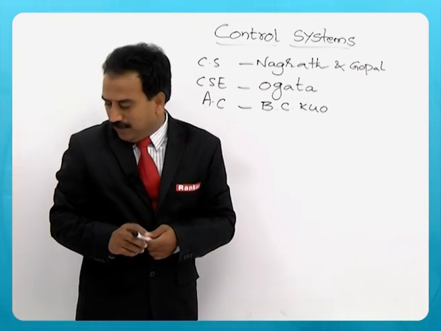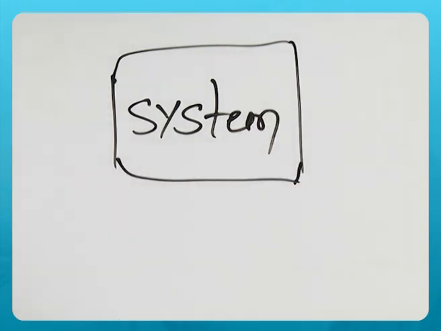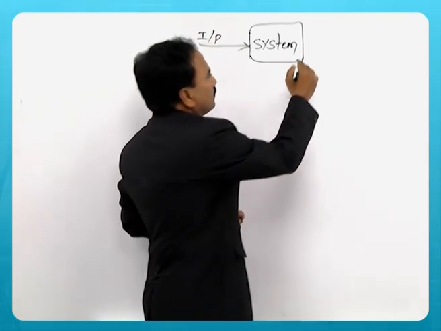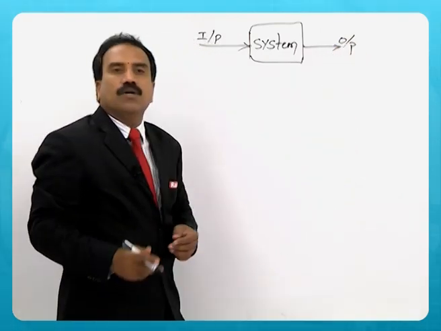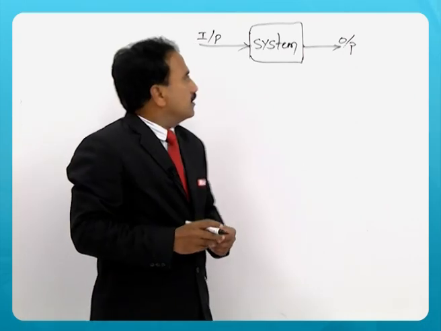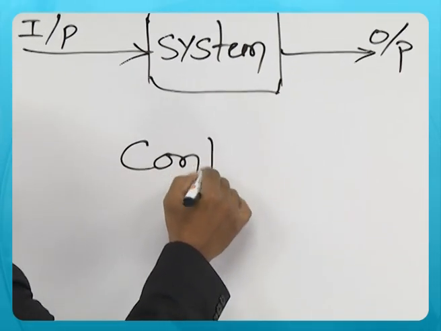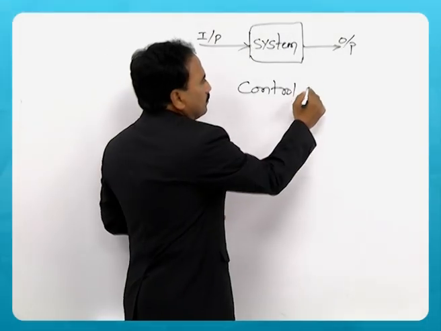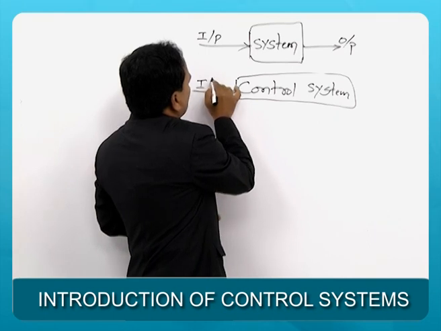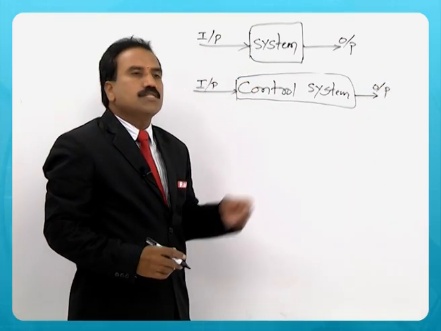Now, coming to the definition of control system. A system is excited by certain input. It gives some output. That output may be proper but may not be desired. A system is excited by certain input, it gives certain output. If I add the term control to this system, excited by input, it also produces output. This output is the desired output.